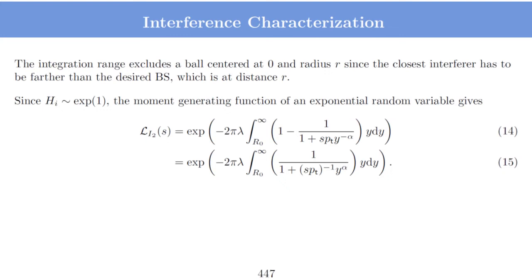So now we can notice that fading is an exponential random variable, so the expectation of the h term you can solve using the moment generating function of an exponential random variable, which is 1 upon 1 plus s. Using that, we can further solve the interference, and the Laplace transform finally becomes exponential to the power minus 2 pi lambda integration from r0 to infinity of 1 minus 1 upon 1 plus s pt y to the power minus alpha, integrated with respect to y, dy.